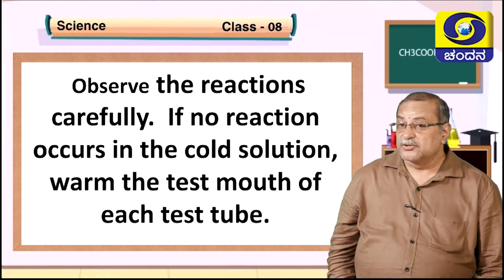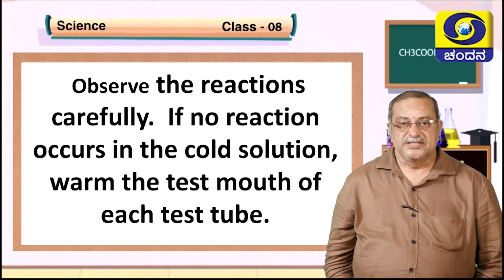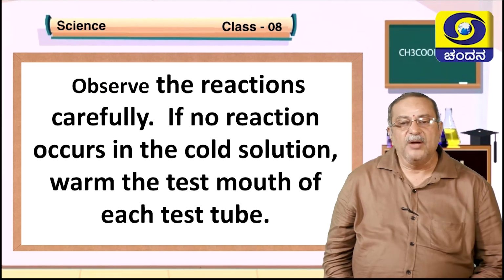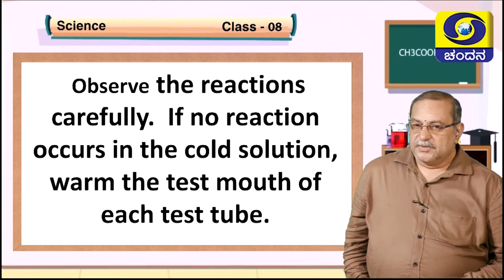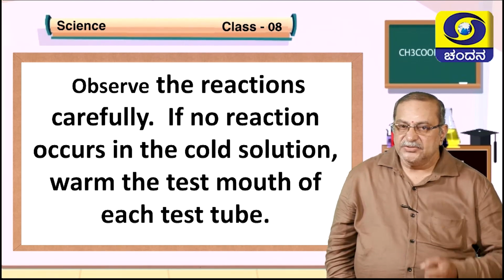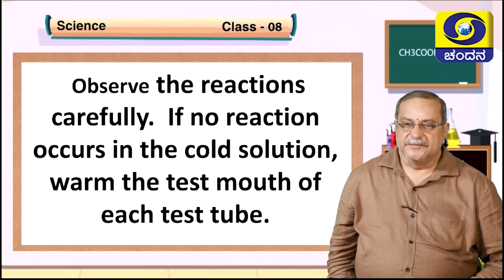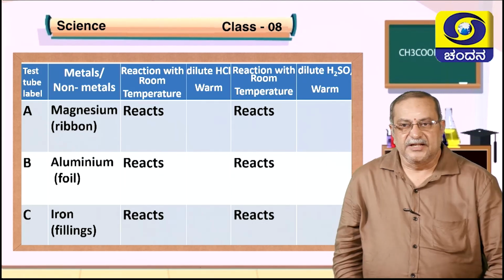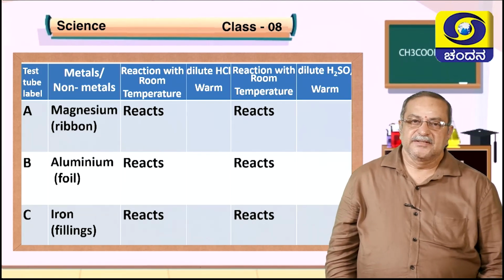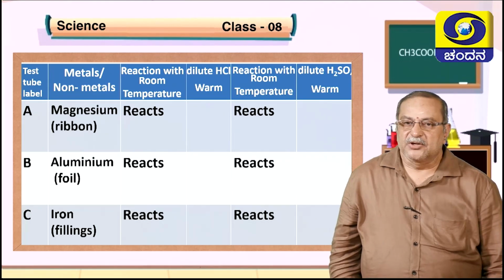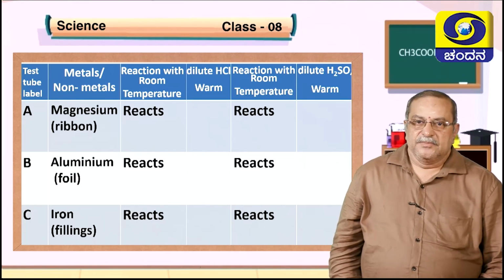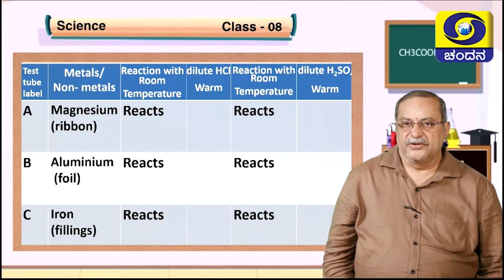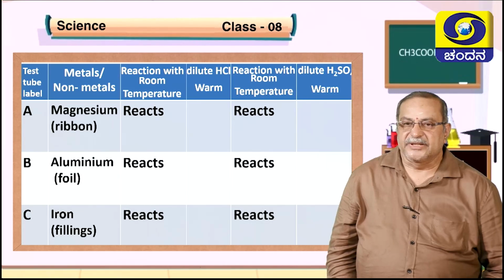And also what you have to do, you have to observe the reactions carefully. If no reaction occurs in the cold solution, warm the test tube. The mouth of each test tube you have to warm a little bit. So what will happen? Let us see here what reactions are going to take place. In test tube A, we are going to take metals and non-metals. Magnesium ribbon we have taken. So at room temperature, what will happen?